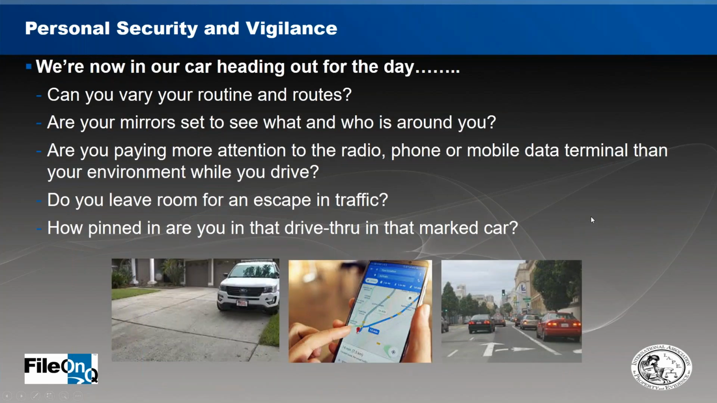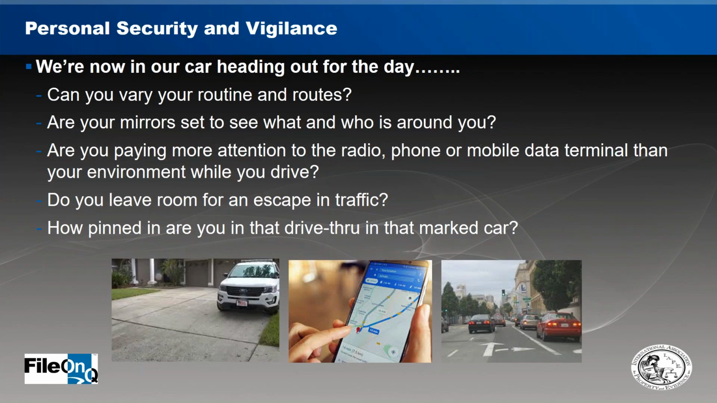civilians have that experience. Let's talk about you're in your car heading out for the day. Can you vary your routes and routines? Do you have a normal routine you have to adhere to, or is there a possibility of varying that routine in a higher threat environment? Are your mirrors set to see what and who is around you? Do you notice it when people are watching you?